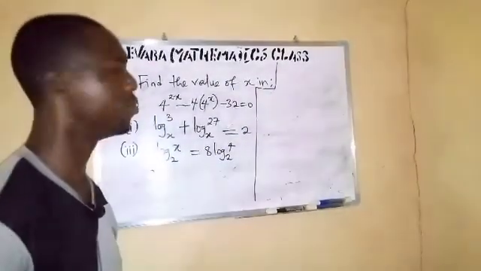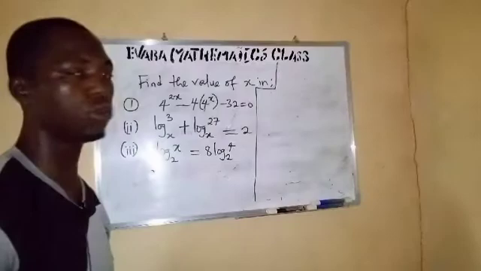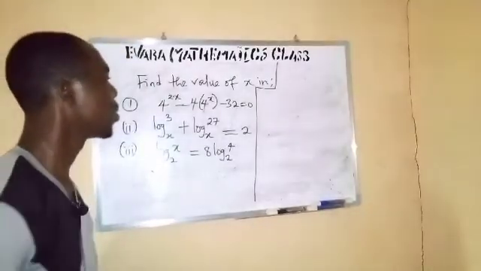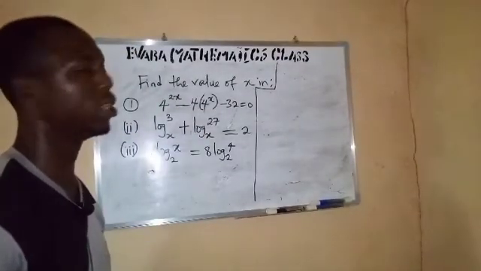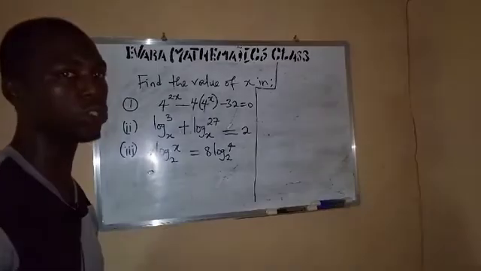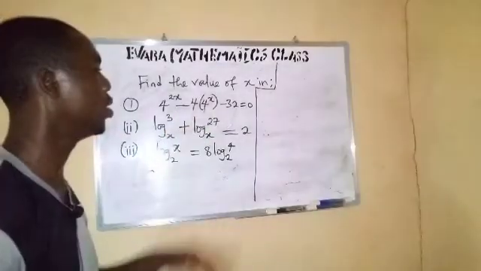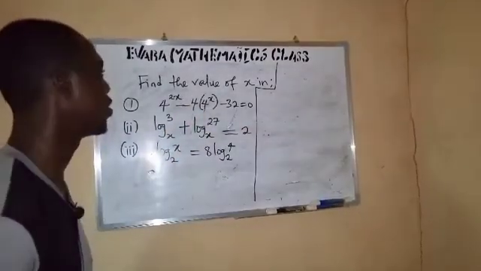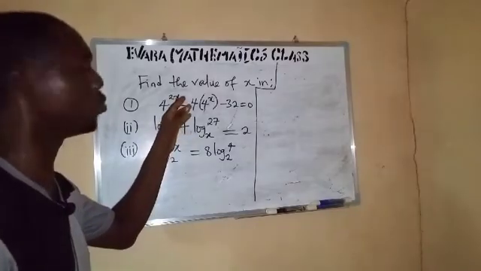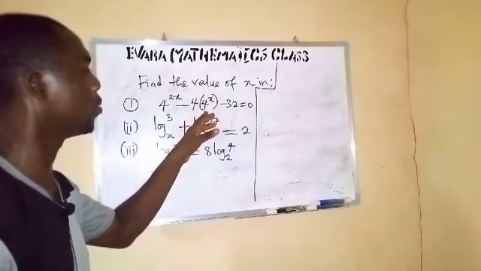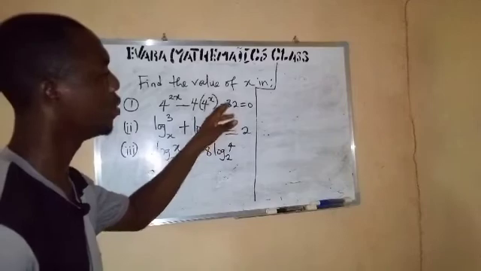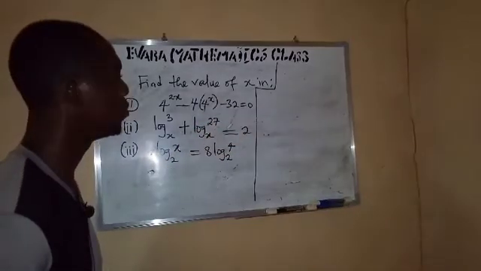These are some random questions which we need to provide solutions to. The first one is on a quadratic equation, but if you look at it very well, it involves indices. We have 4 raised to the power 2x minus 4 bracket 4 raised to the power x minus 32 equals 0.